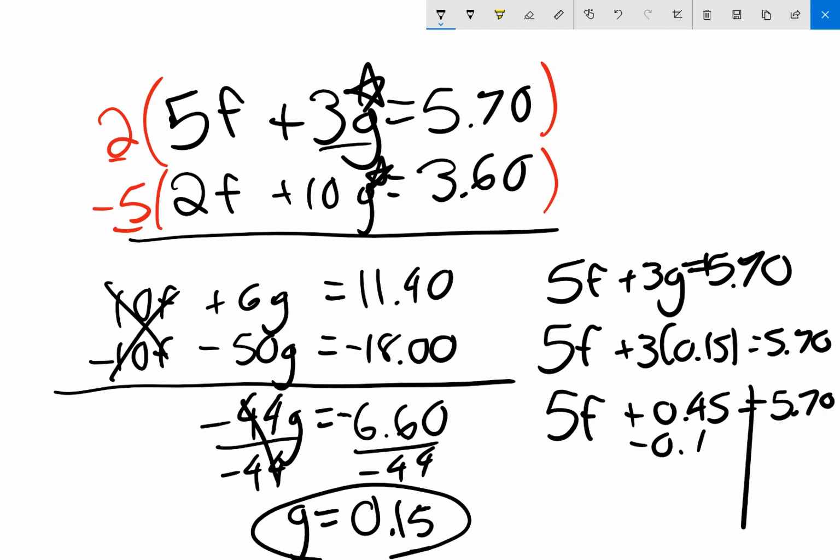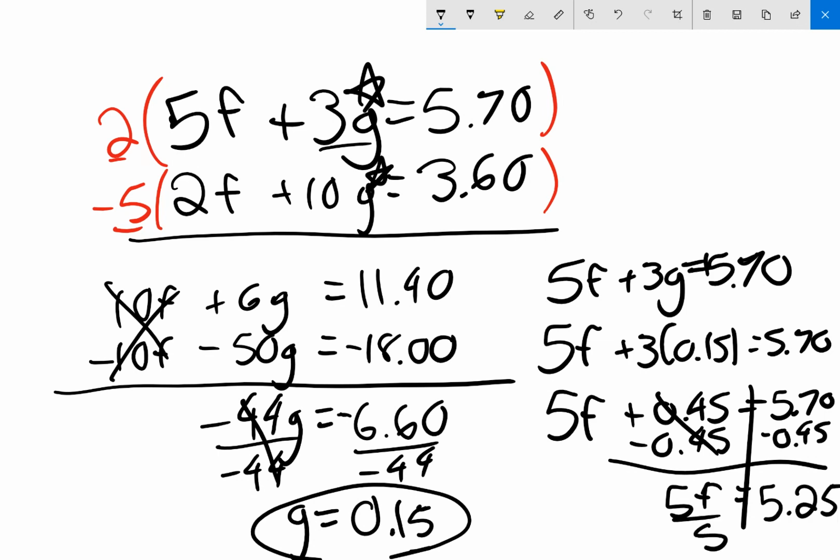And when I subtract 0.45 from both sides, I have 5F equals 525. So when I divide both sides by 5, F equals $1.05. I'm using a calculator, I did that kind of quickly because I kind of knew a little bit of that. But definitely use a calculator to do some of the adding, subtracting, and dividing there for sure.